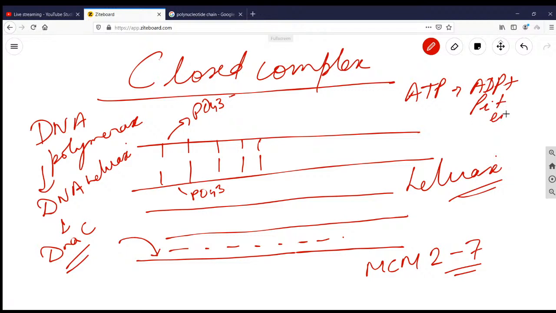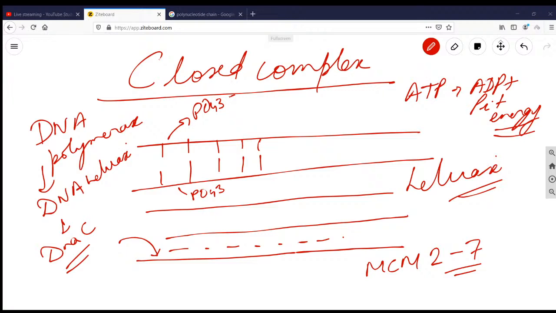and that energy is used to break the hydrogen bonds. So in case of RNA, the RNA polymerase does possess helicase activity of itself, and it's known as the closed complex. In the beginning, it will just bind to the DNA. The complex will be reversible in the beginning because the equilibrium constant will not be very high.